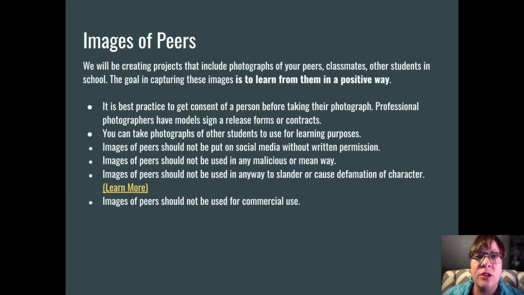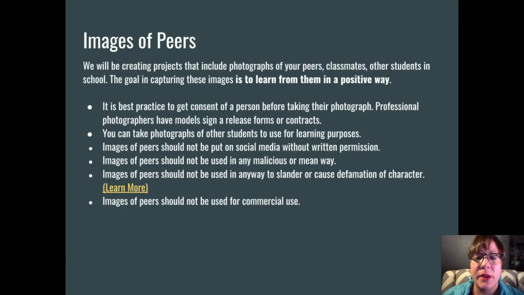Images of your peers should not be used in any malicious or mean way whatsoever. Images of your peers should not be used in any way to slander their character. I have a whole document about copyright and proper use of photographs and images, and we'll talk more about that on another day.